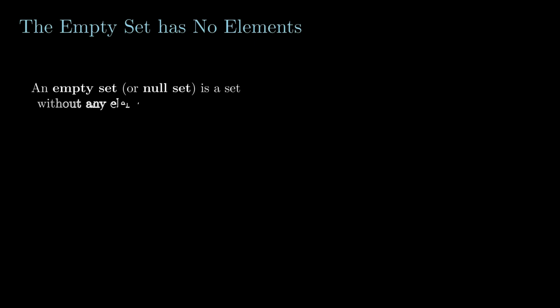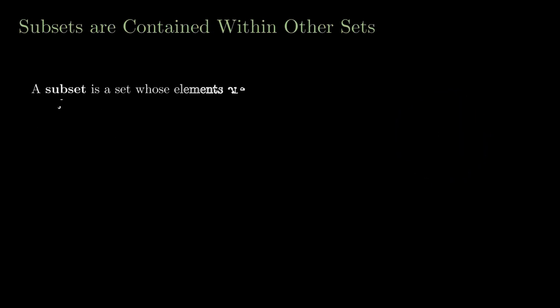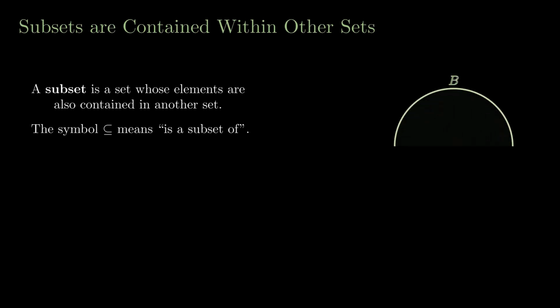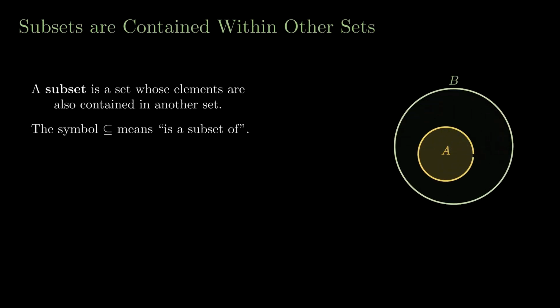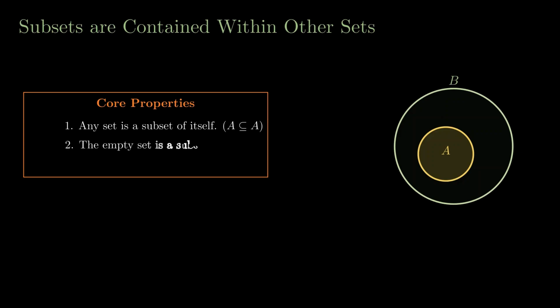An empty set, or null set, is a set without any elements or members. It is denoted by the slash symbol or empty braces. A subset is a set whose elements are all contained in another set. The horseshoe symbol means is a subset of. Remember two important rules. Any set is a subset of itself, and the empty set is a subset of any set.